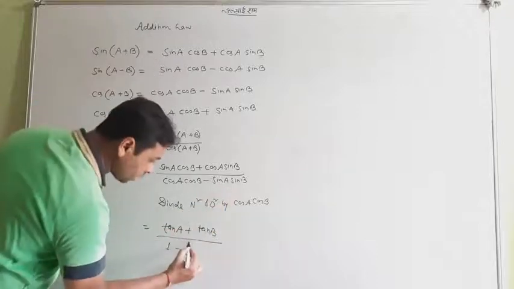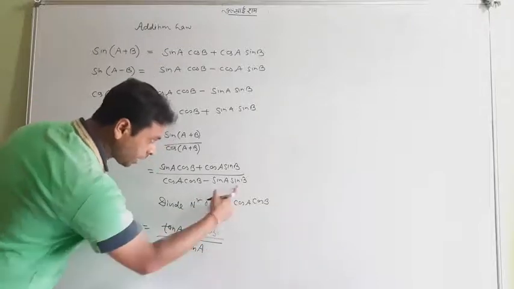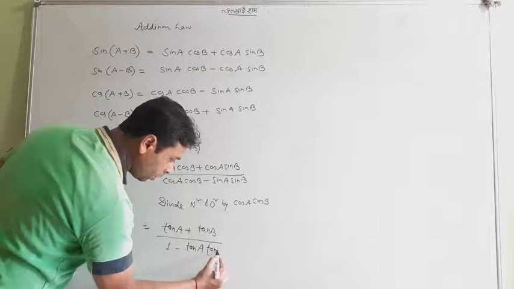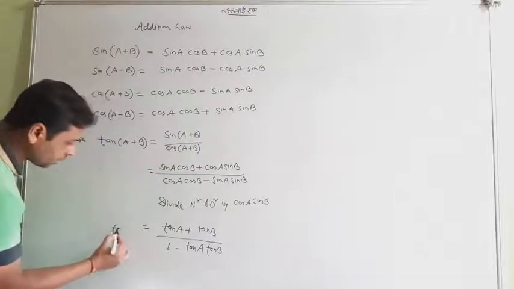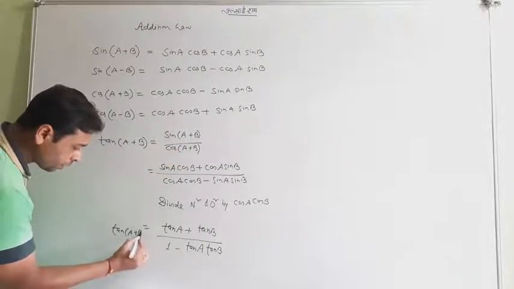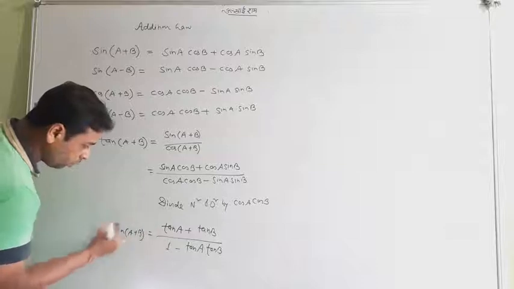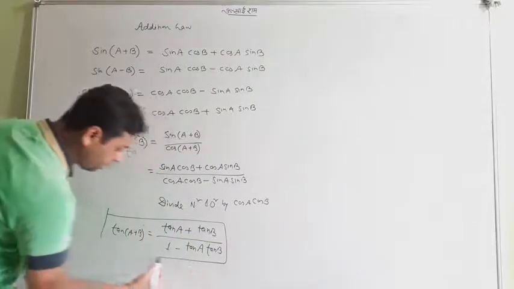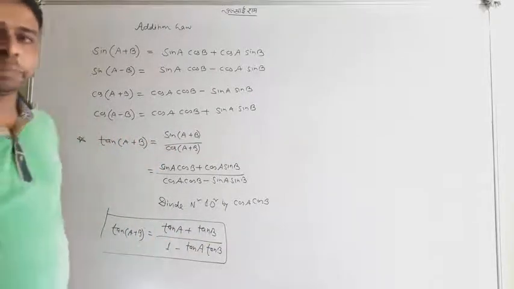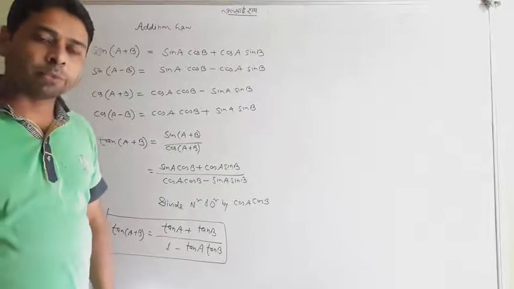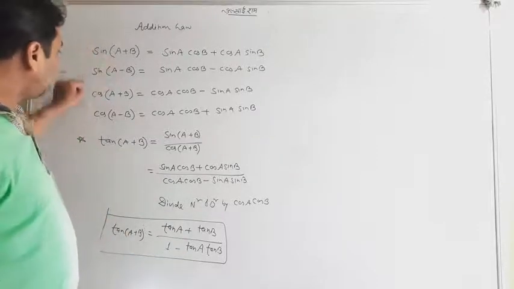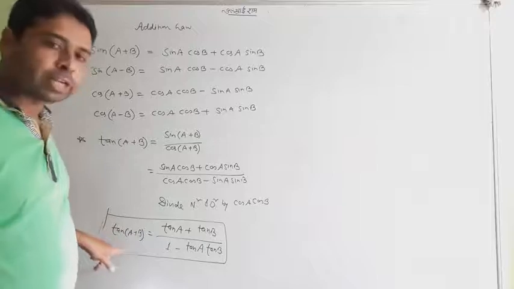Sin A upon cos A is tan A, and sin B upon cos B is tan B. So overall we got the answer that tan(A+B) is equal to (tan A plus tan B) upon (1 minus tan A tan B). So this is a very fundamental and basic formula. You had the initial 4 formulas, and based on that we have got tan(A+B).